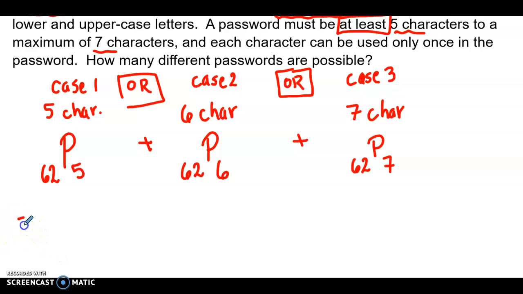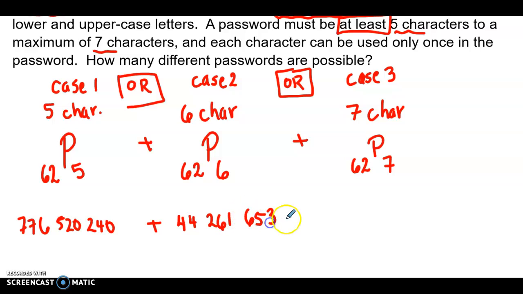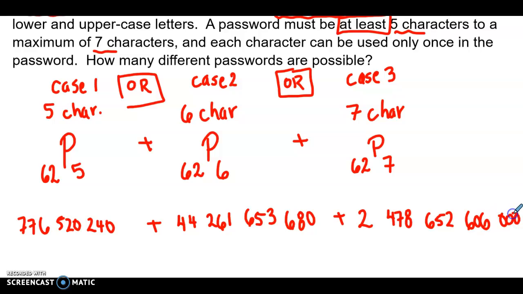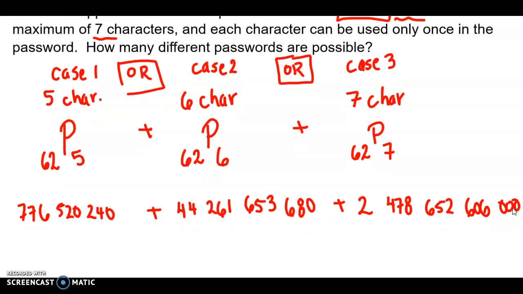62P5 on our calculator gives us 776,520,240. 62P6 is 44,261,653,680. And then 62P7 is a really, really large number. And some of our calculators may not even be able to manage all of those large numbers.